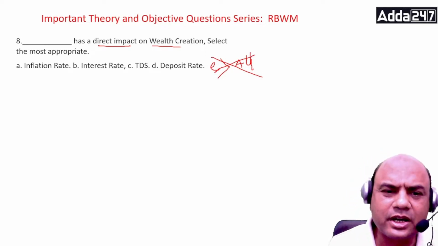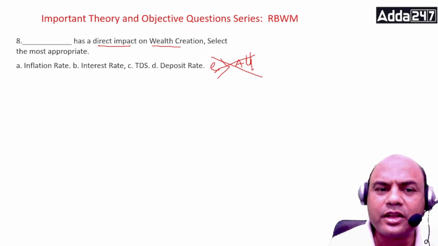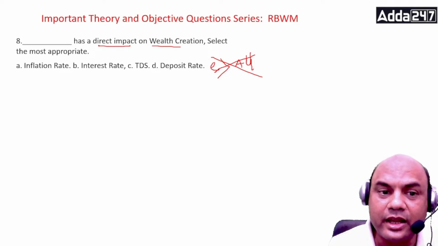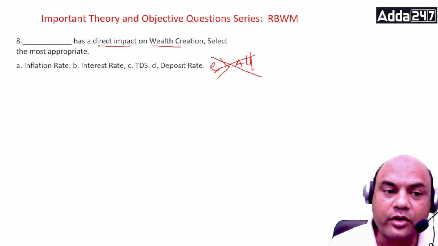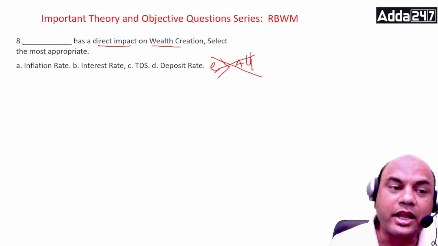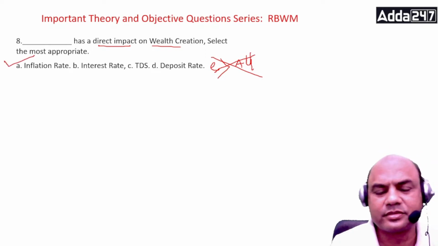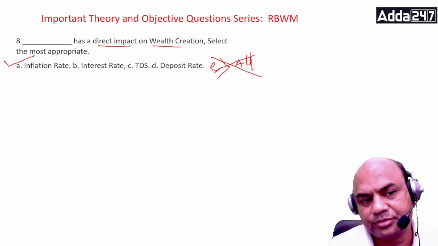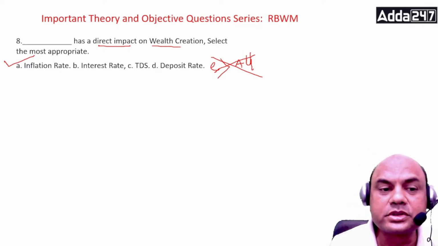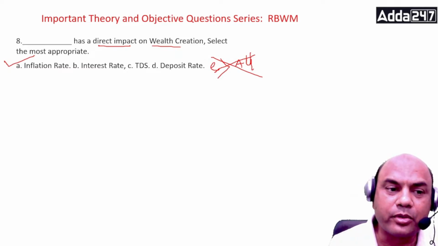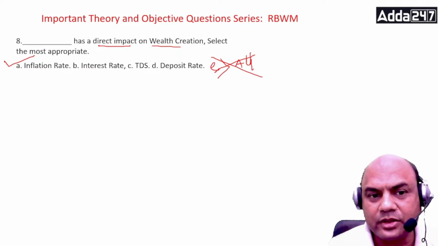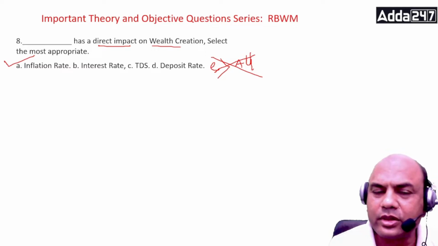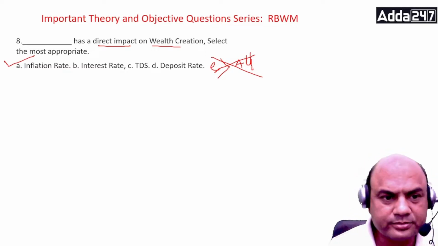Of course, deposit rate will affect. If you have a lower deposit rate, you'll get less money at the end. TDS, if you have a higher TDS rate, higher tax goes, then you'll receive less money at the end. Interest rate of the FD, right? But important is inflation. That's why I said you have to select the most appropriate one. So inflation rate is the most important point that will affect your wealth creation. If inflation is high, your wealth will go down. Okay.